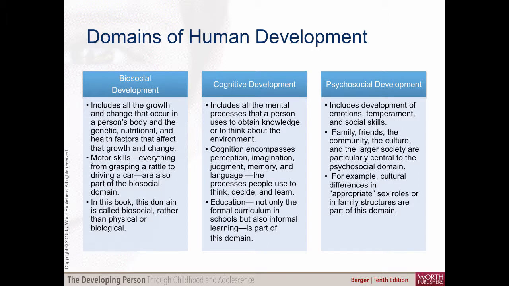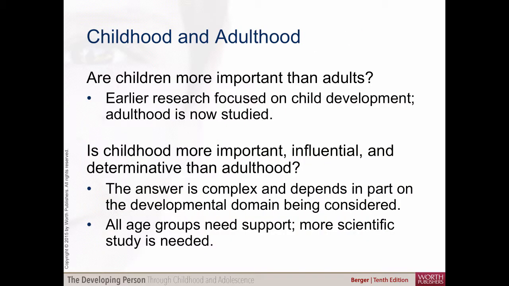Each domain includes several academic disciplines. The biosocial includes biology, neuroscience, and medicine. The cognitive includes psychology, linguistics, and education. And the psychosocial includes economics, sociology, and history. Typically, each scholar follows a particular thread within one domain, using clues and conclusions from other scientists who have concentrated on the same thread. So are children more important than adults or vice versa? Both are equally important to study.